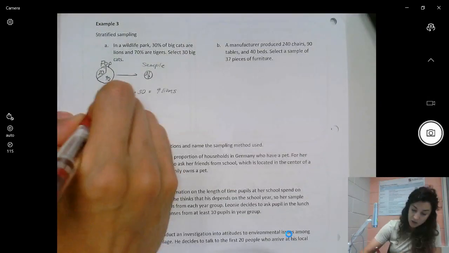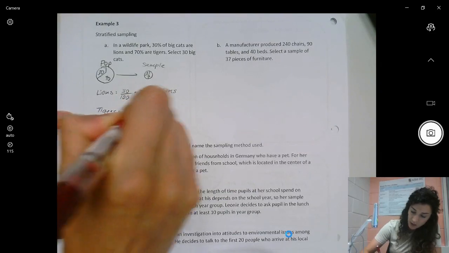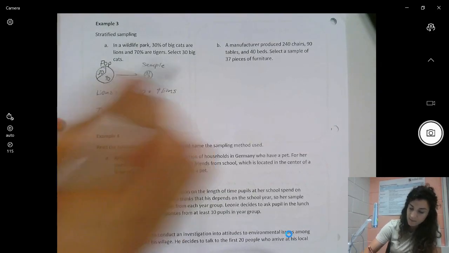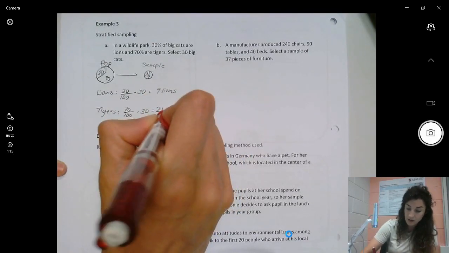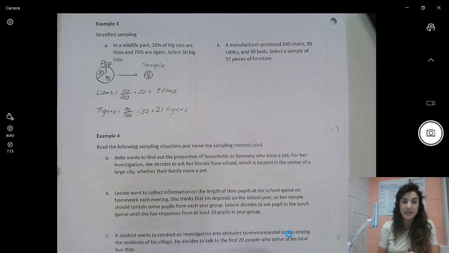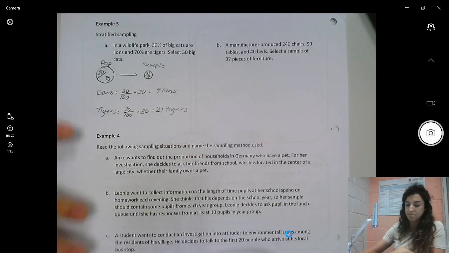Whereas 70% are tigers, then we do 70 over 100 times 30, which is 21, which fulfills our 30 total. Yeah? So that's how you pick which from which category, if we're talking about stratified sampling.